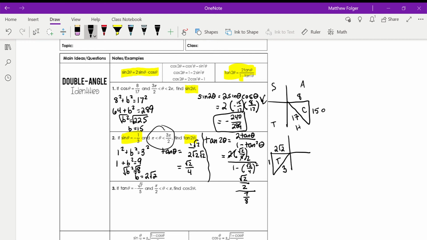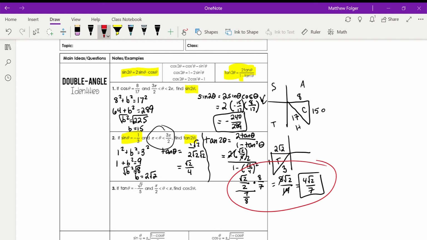And then remember, to do a fraction over a fraction, you multiply by the flipped version. So we have 8 square root of 2 over 14, which reduces to 4 square root of 2 over 7. Now, like I said, I know that this last part is fairly complicated. But just try your best to understand where the steps were and the algebra that we did there, okay?